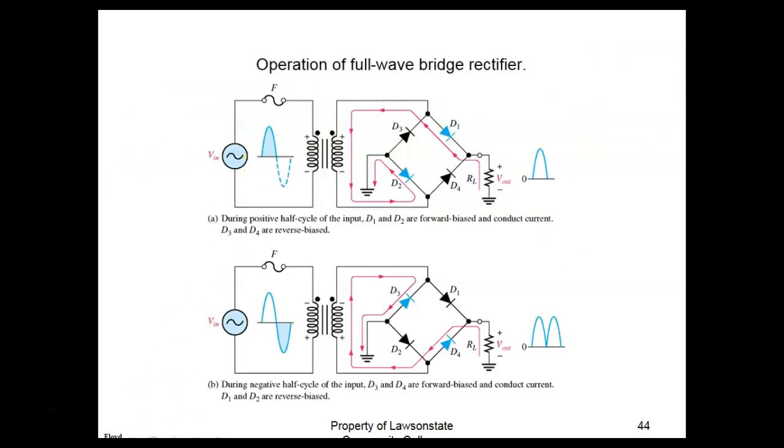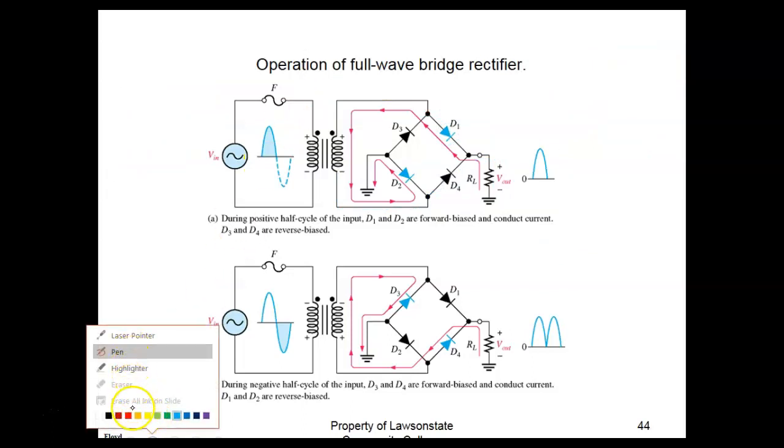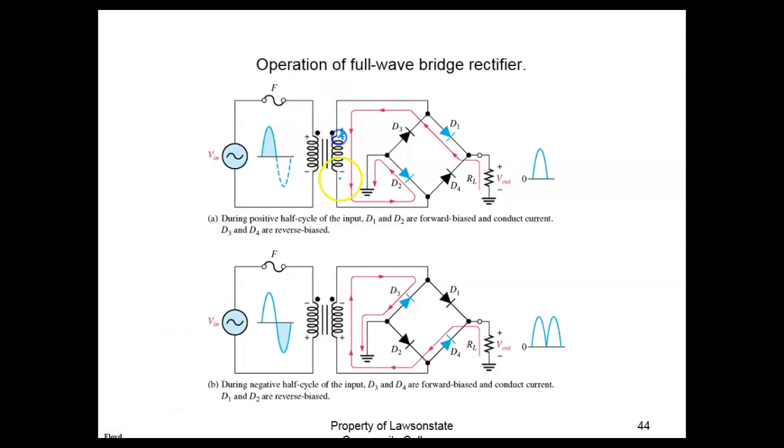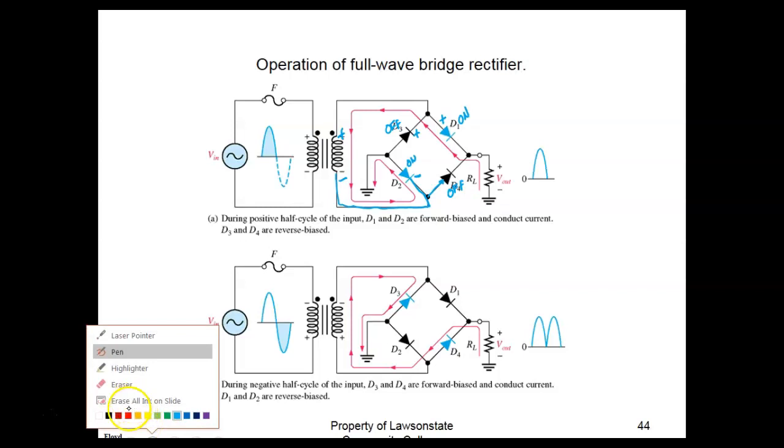So when the top of my transformer is positive, let's do this in blue, positive, negative, that's going to come over here and put a positive right here. The positive is on the cathode, so this guy right here is going to turn off. The positive's on the anode, so this guy right here is going to turn on. When I trace this guy, here comes my negative. I got a negative on the cathode, so this guy right here is going to turn on. I got a negative on the anode, so this guy here is going to turn off. It's going to allow my current to flow.